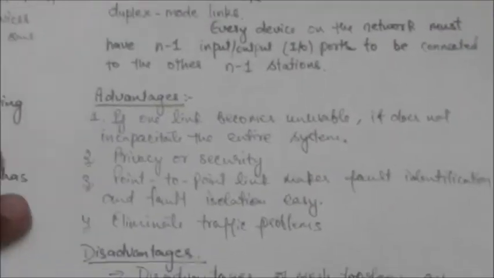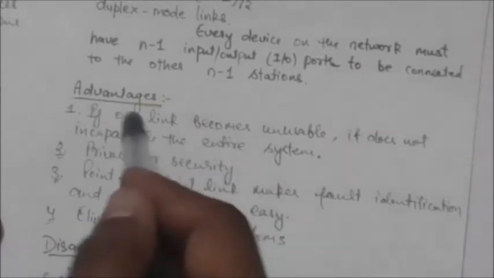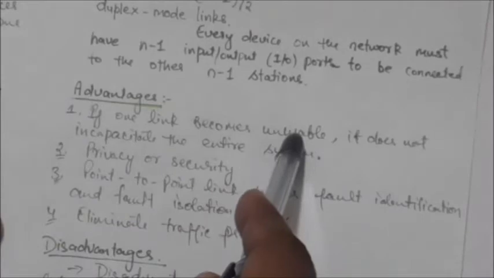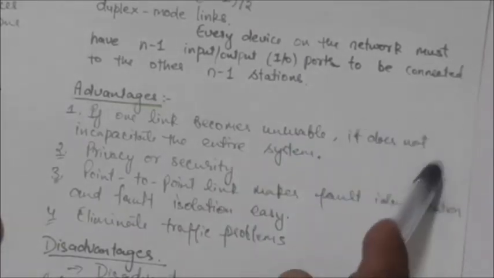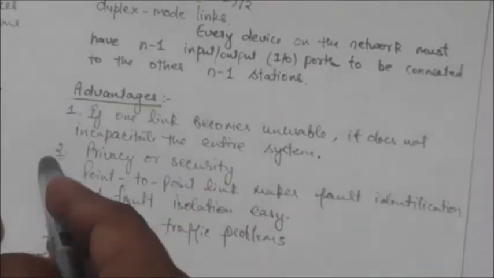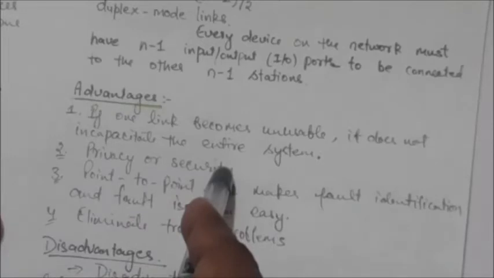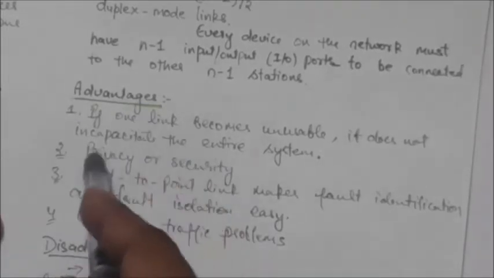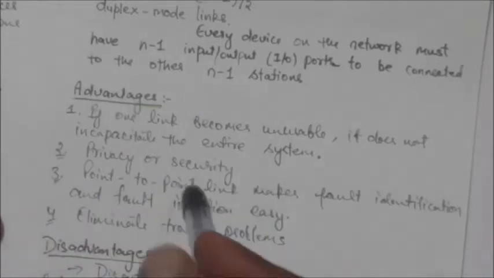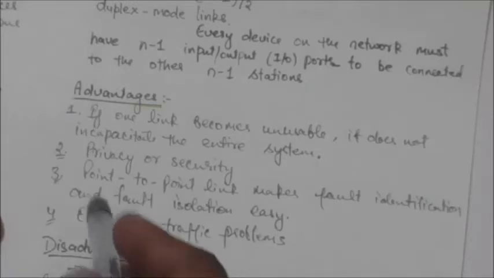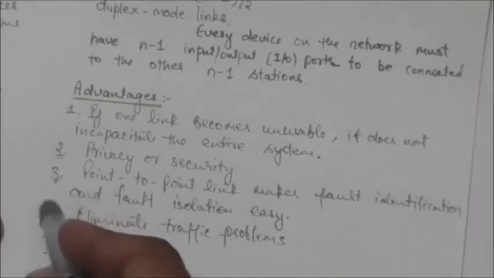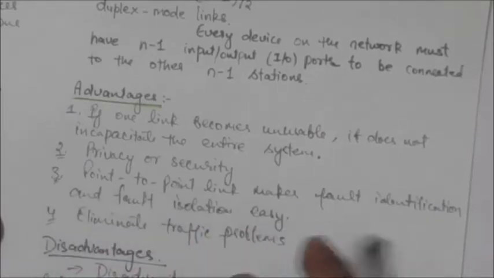So what are the advantages of mesh topology? One of the advantages is that if one link becomes unusable in a mesh topology, it does not incapacitate the entire system, right? And second advantage is privacy or security. Every message travels along the dedicated line. Therefore, only the intended receiver sees it, right? Third advantage is, in mesh topology, point-to-point link makes fault identification and fault isolation easy, right?